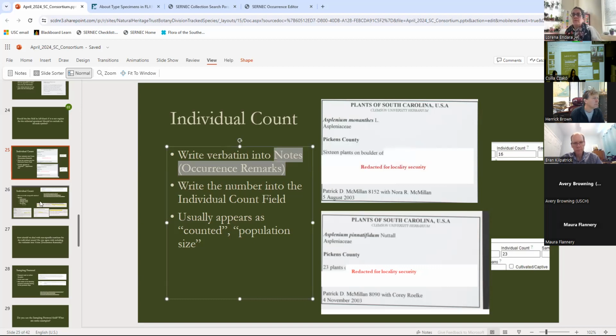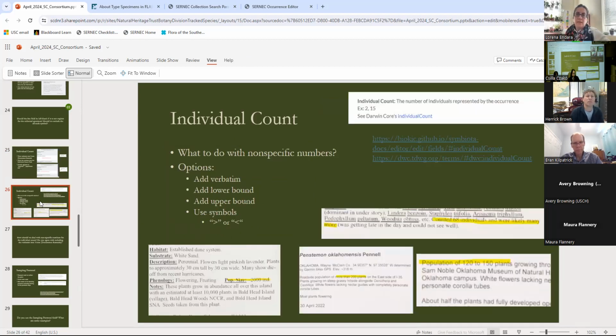Because even if a person tells you, I counted 68 plants, what if it was just one long plant connected by a rhizome, right? So it can also be false. Yeah, I would think so. So I prefer verbatim under occurrence remarks and leave individual count for the people that are doing strict population studies.